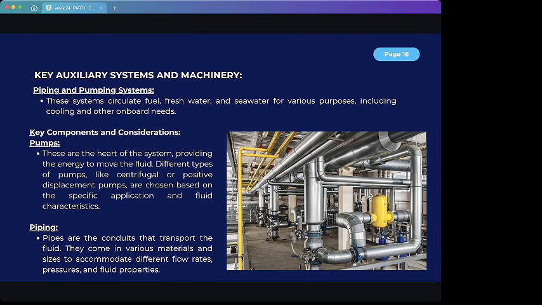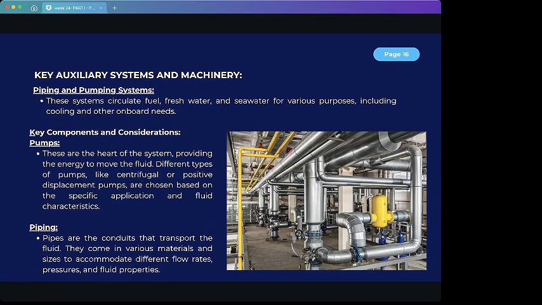So we have here the piping and pumping system. This system circulates fuel, fresh water, and seawater for various purposes, including the cooling and other onboard needs.